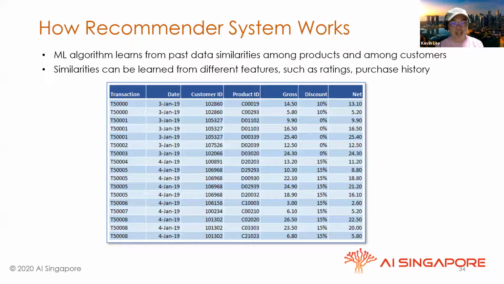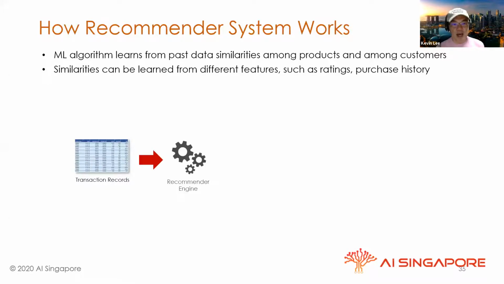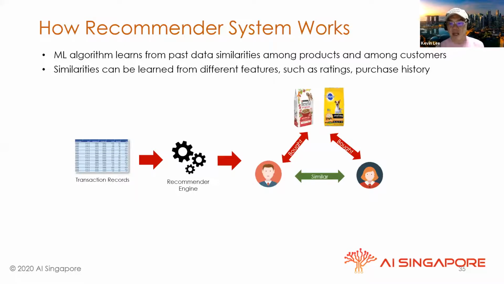So with this kind of transaction data, since I know who have purchased what, we will be able to then train a recommender engine, and the recommender engine will be able to understand similarities between two customers as well as between two products. So in this first example, if these two persons have purchased similar products before, then the first person purchased another product, and the second person has not, then you can do a recommendation. So very easy to understand.